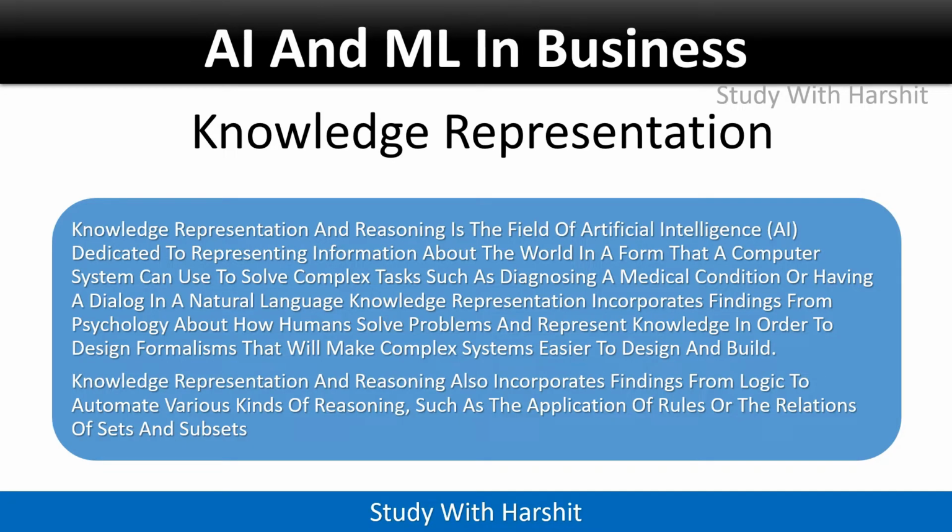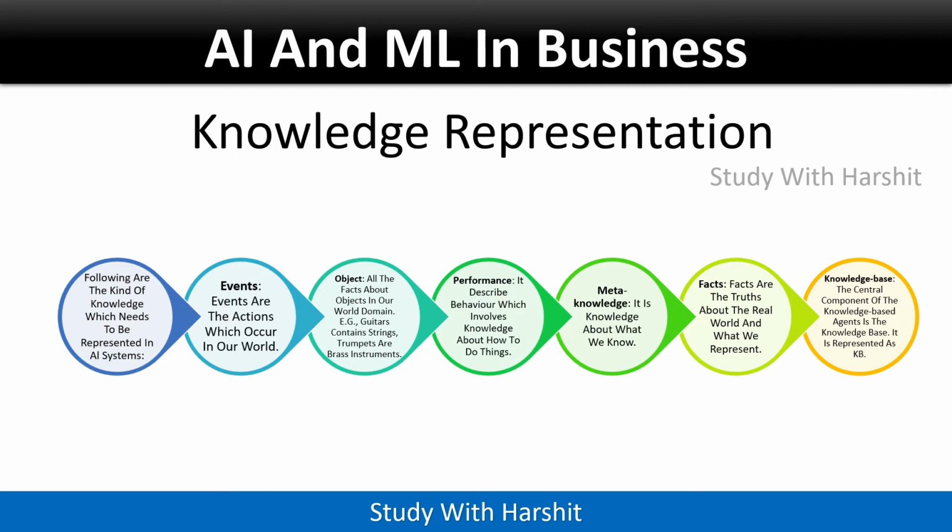Following are the kinds of knowledge which need to be represented in an AI system. Events. Events are the actions which occur in our world. Object. All the facts about objects in our world domain. Example: guitars contain strings, trumpets are brass instruments. Performance. It describes behavior which involves knowledge about how to do things. Meta knowledge. It is knowledge about what we know. Facts. Facts are the truths about the real world and what we represent.